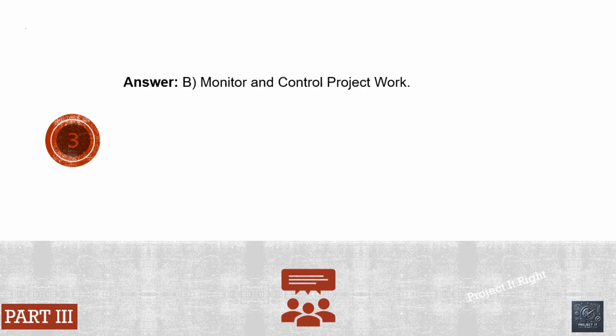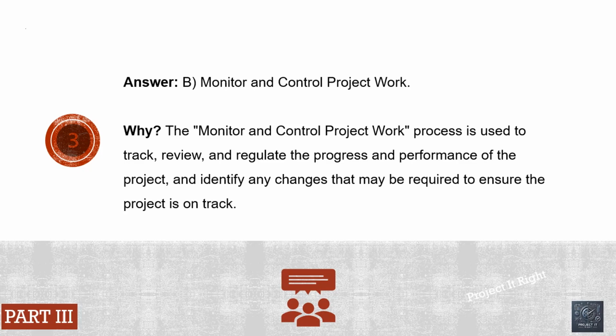The correct answer is B. Monitor and control project work. This process is used to track, review, and regulate the progress and performance of the project, and identify any changes that may be required to ensure the project is on track.